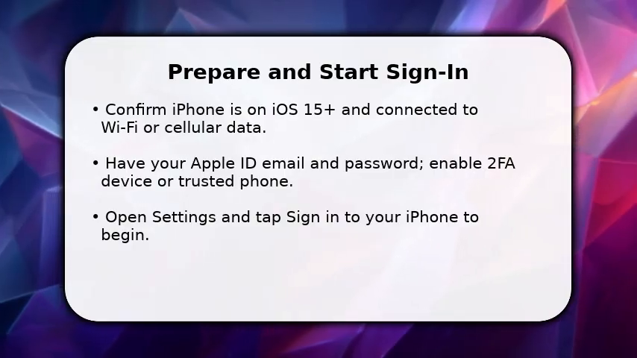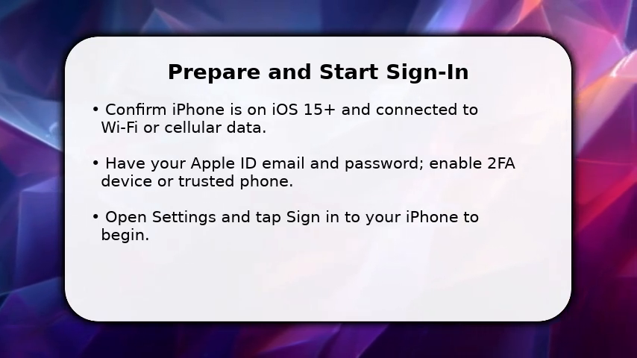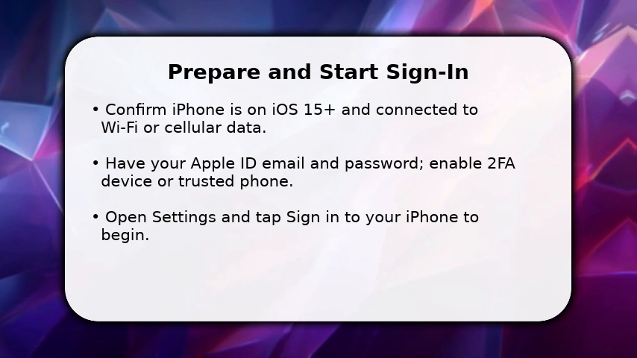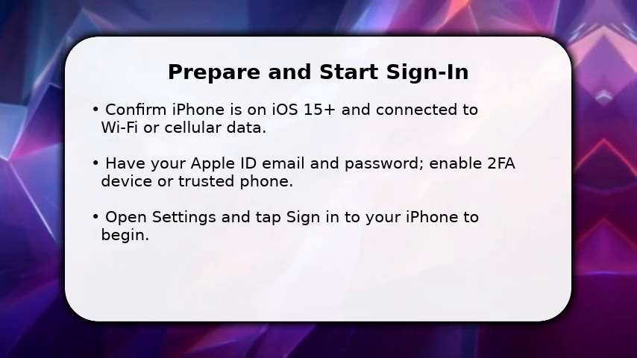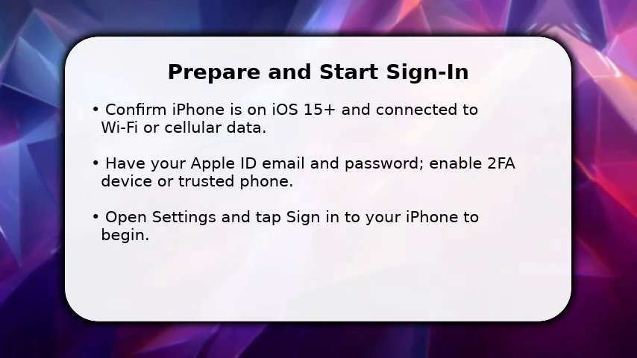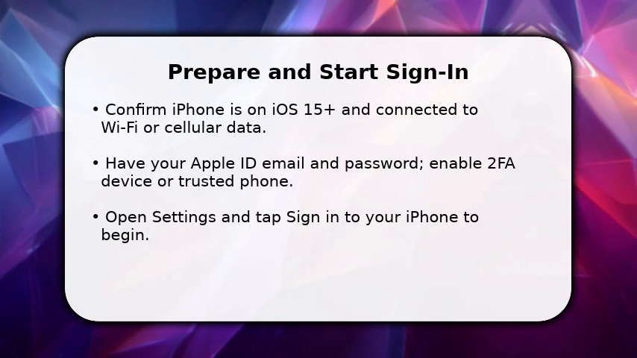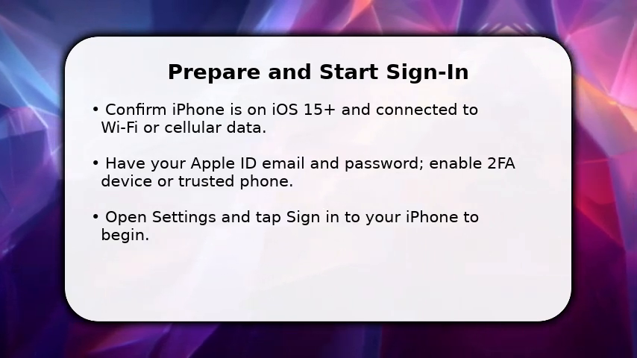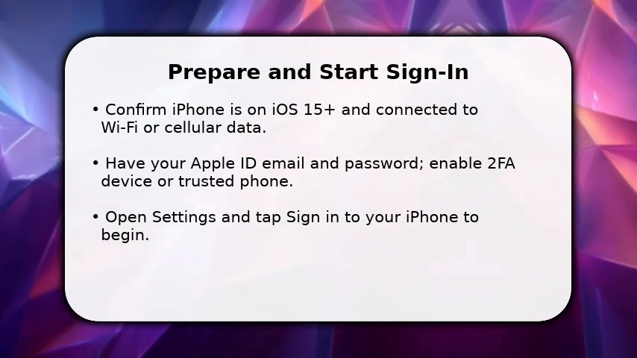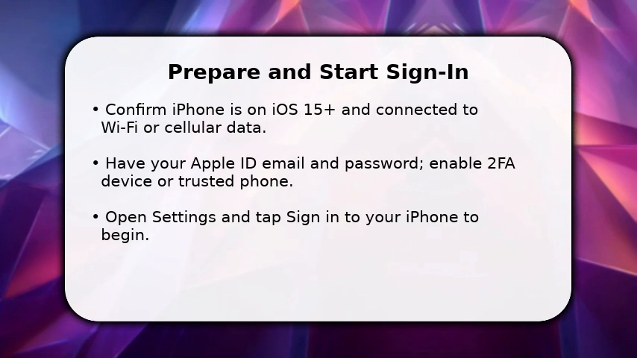You begin by confirming essentials. Your iPhone is updated and online, and you know your Apple ID credentials. Tap Settings, then sign in to your iPhone. This starts iCloud setup. Enter your Apple ID email and password when prompted, and follow the verification prompts because two-factor authentication protects your account. Once you complete sign-in, iCloud options will appear.